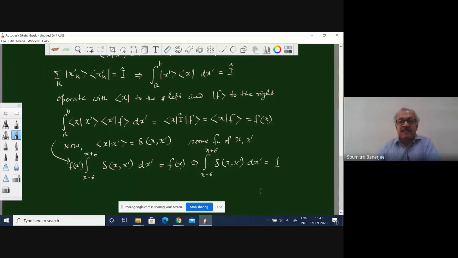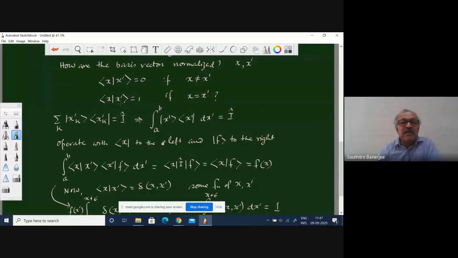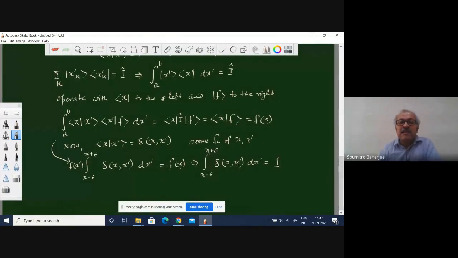Now, this is the demand over whatever we define as the inner product of x and x prime. So the inner product of x and x prime should not be actually 1, but should be such that its integral over a range equals 1. So that is the character of the Dirac delta function. So this is the delta function.